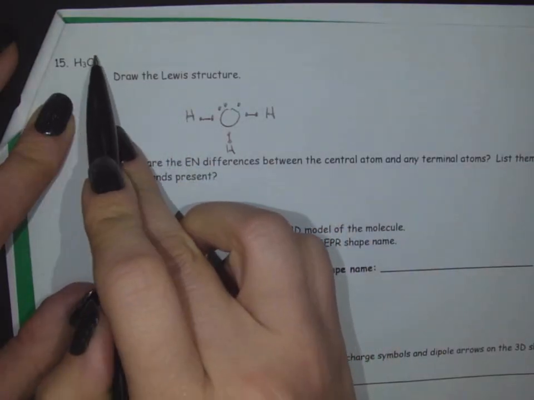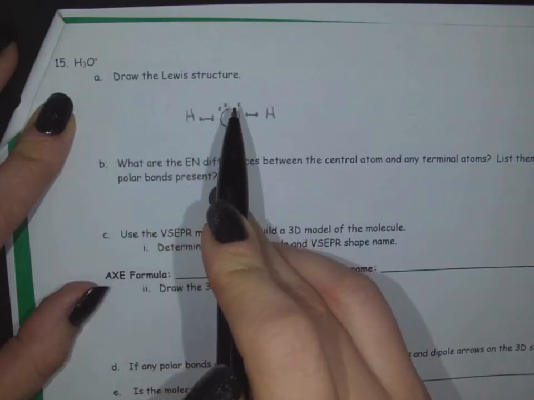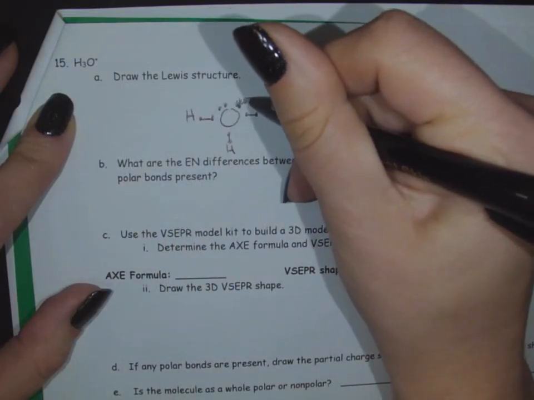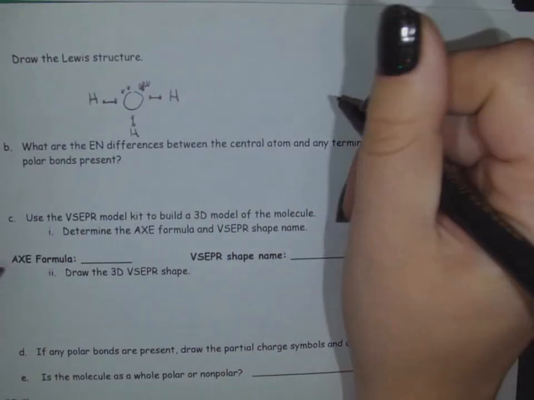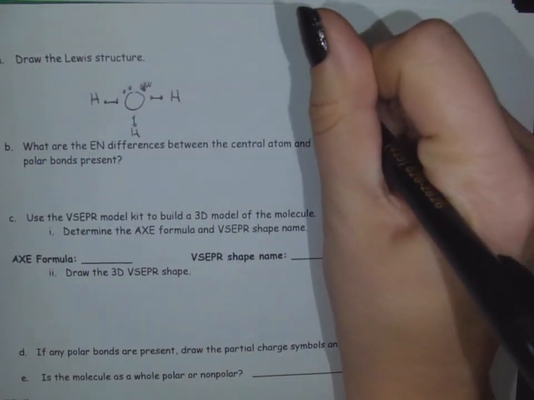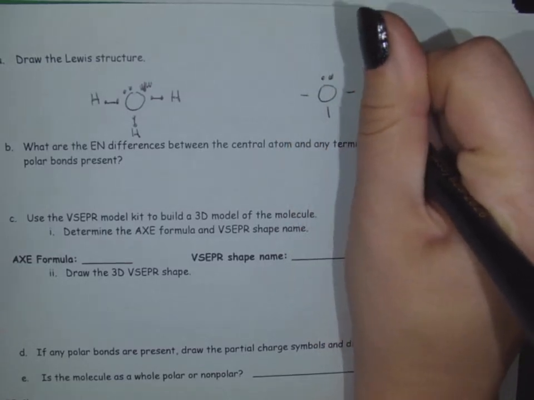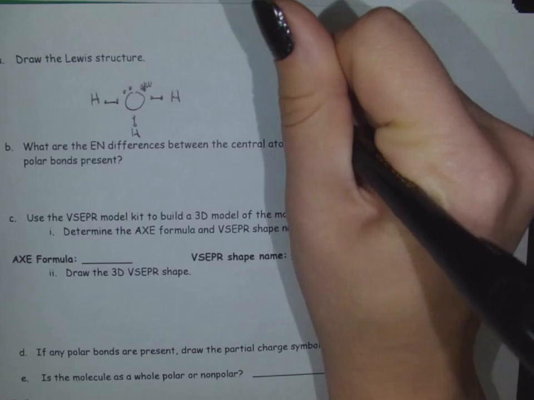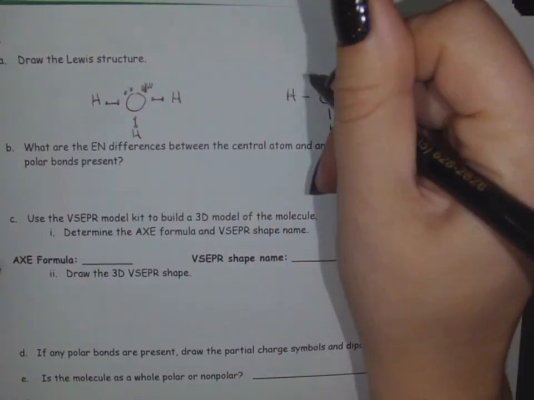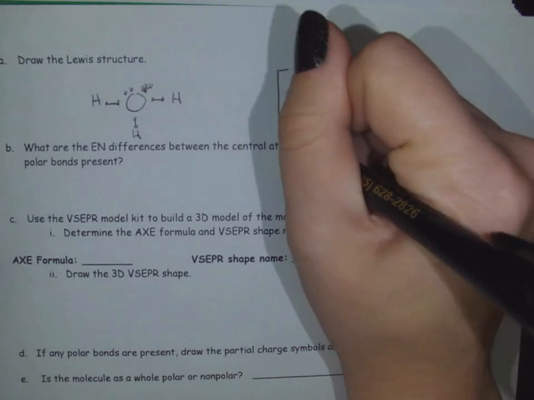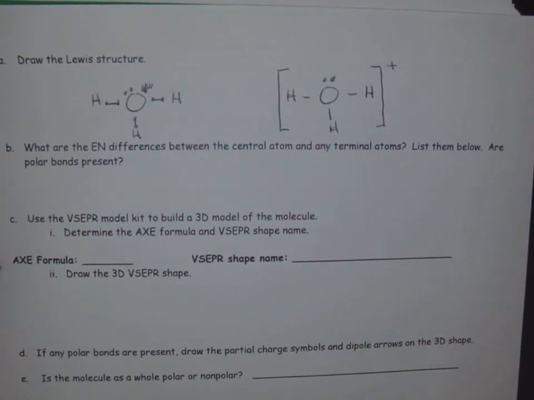But the plus means that we've lost a negative electron. So I can take that, and we're not going to have that negative electron. Let me redraw this so it's a little more clear. Oxygen in the middle with a lone pair, and then here are my hydrogens. So there's my H3O+. Whenever we have an ion, we put it in brackets, and then we put the charge on the outside.